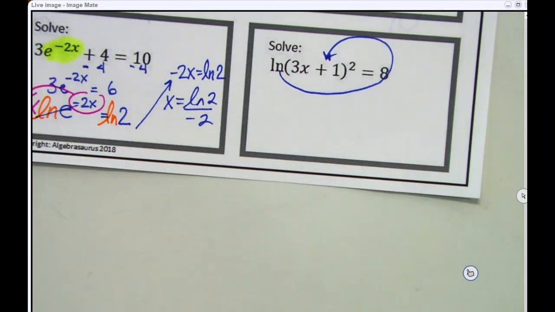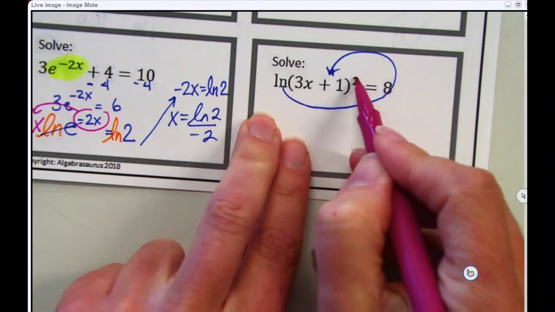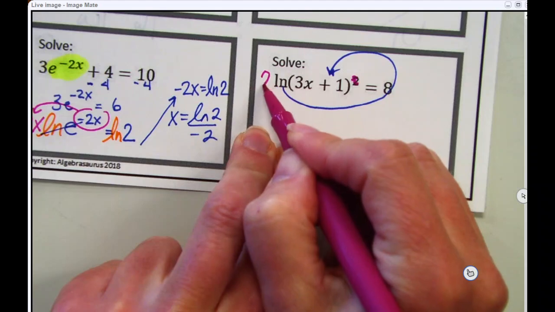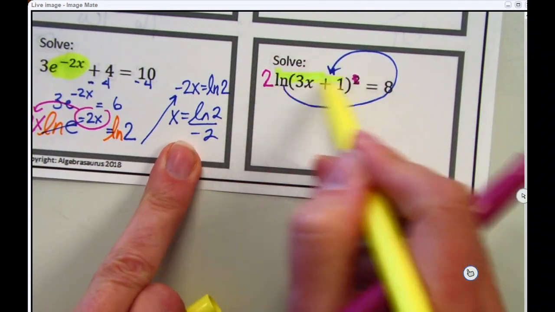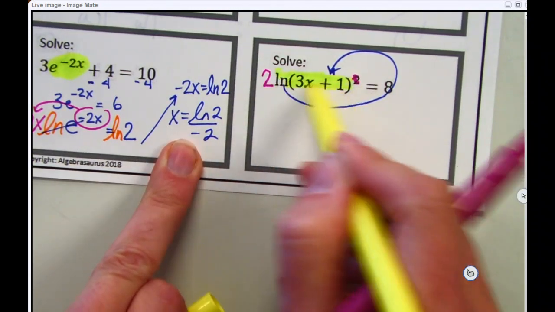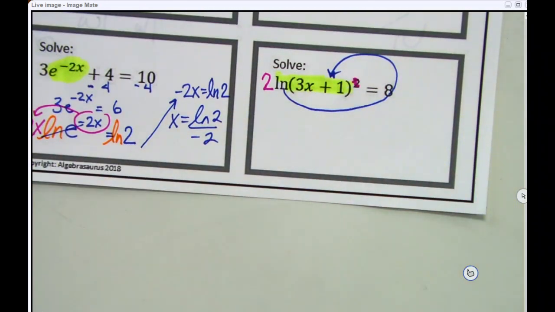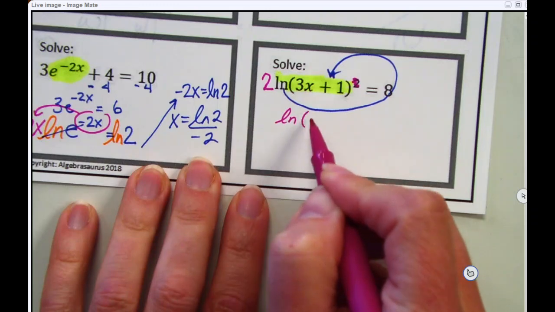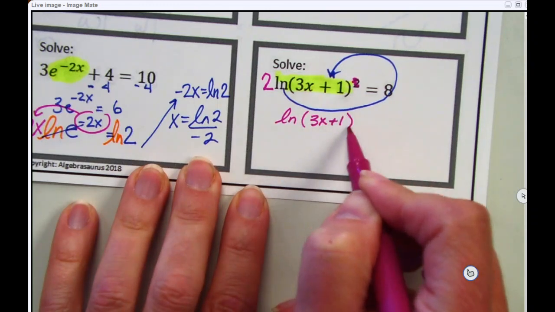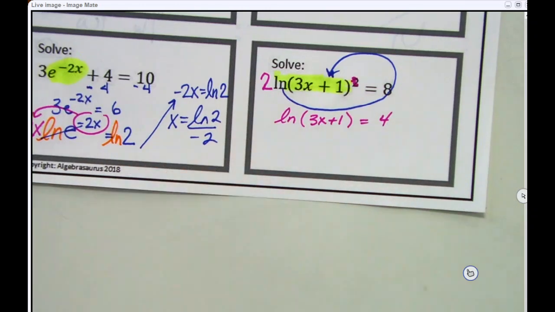So you guys know exponent rules. As long as I have a logarithm in front, can't that be written right there? Yeah. Okay. Now I want to get this alone. So what could I do? Divide both sides by 2. So that's going to leave us with ln of 3x plus 1 equals 4.